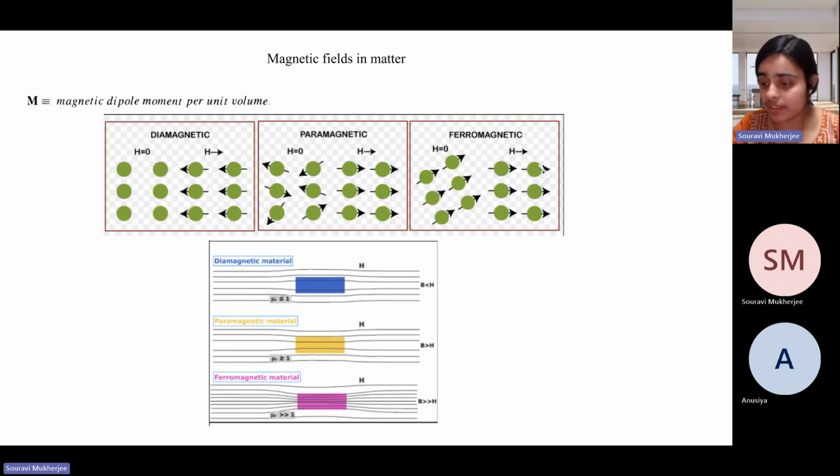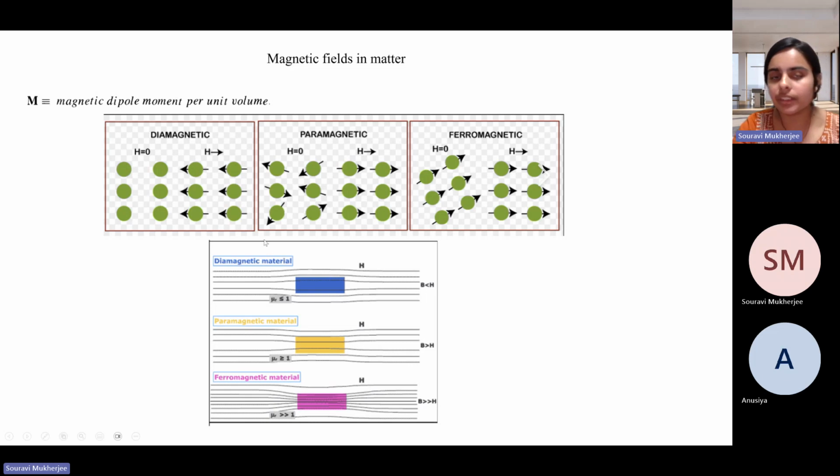Now talking about magnetic fields in matter. Just like we had polarization, if you have some system with some charges, and then maybe an atom, and you put it in an electric field, you know that it will get polarized. Similarly, there can be magnetic dipole moments that can be induced in systems.